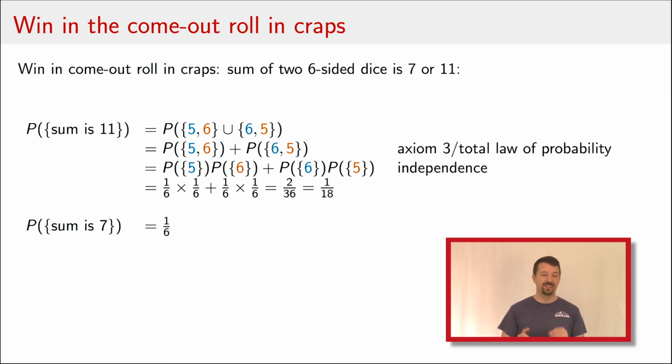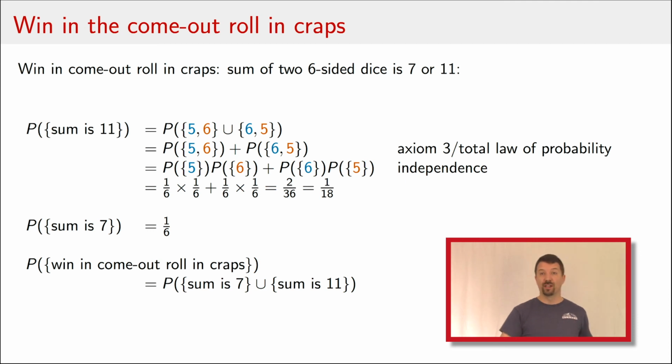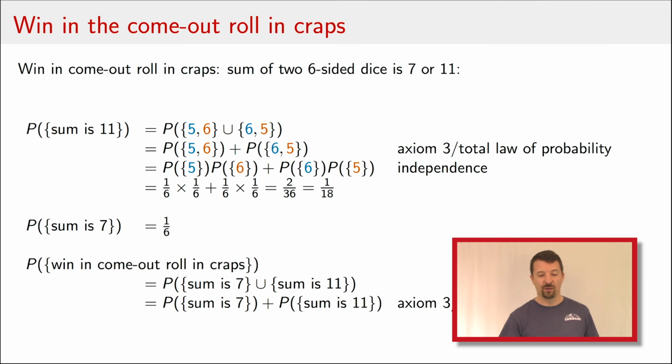And you're just going to follow exactly the same idea that we did here for the sum is 11. Now we're ready to calculate the probability we're interested in. That's the probability that we have a win in the come out roll in craps. There's two ways for this to occur. Either you can roll a 7 or you can roll an 11. These again are disjoint events. They both can't occur at the same time. So the probability of that union is the sum of the probabilities. Now we just calculate up above those two probabilities, and so we just plug them in and we find that the probability of winning in the come out roll in craps is 2/9.